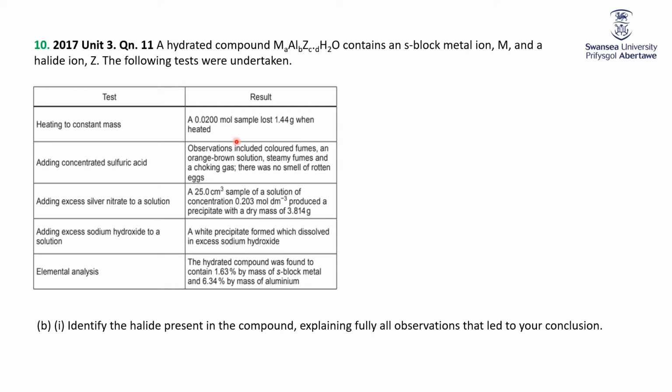Okay, so anyway, what we're looking at here is how do you identify the halide? Well, that's this second test here with concentrated sulfuric acid. If we add concentrated sulfuric acid to halides, we get different levels of observation. If we have a chloride in there, we make HCl, which is a choking gas. But that's it. That's the end of the reactivity.